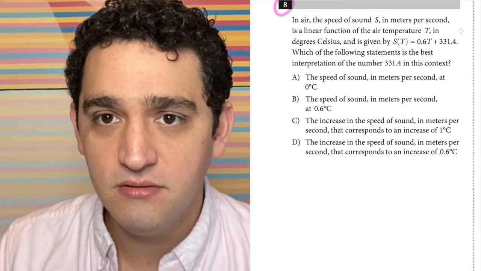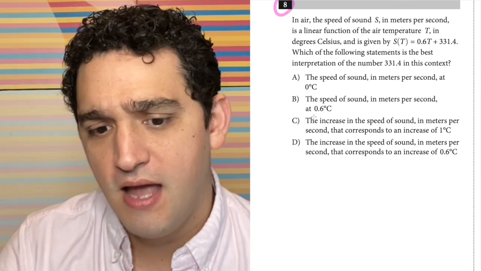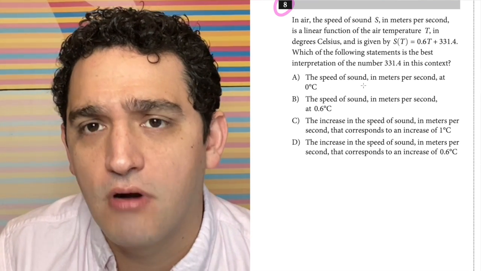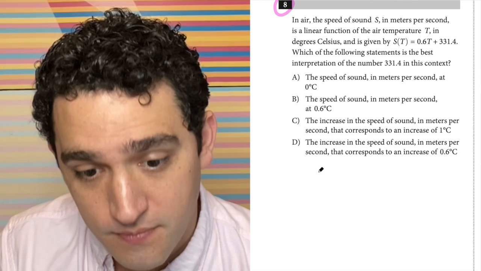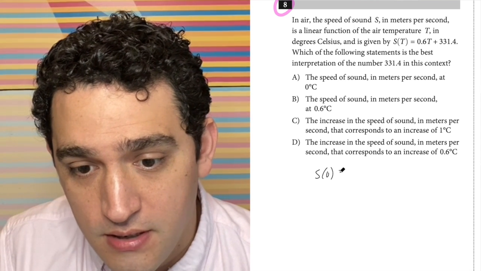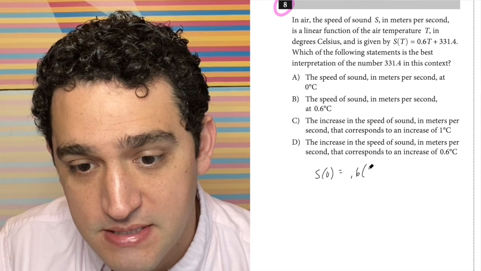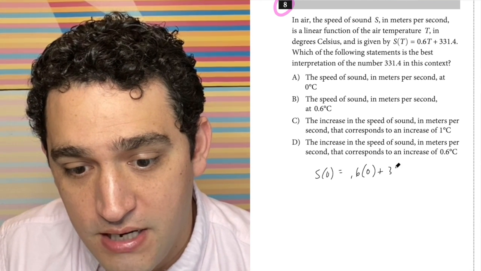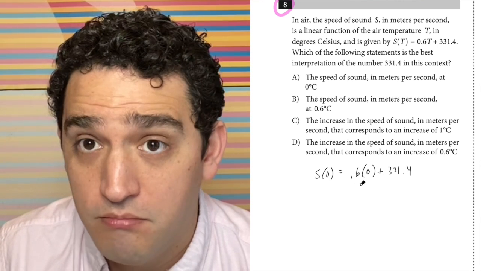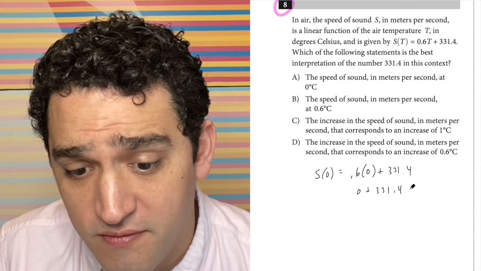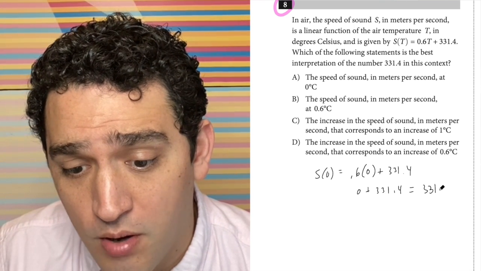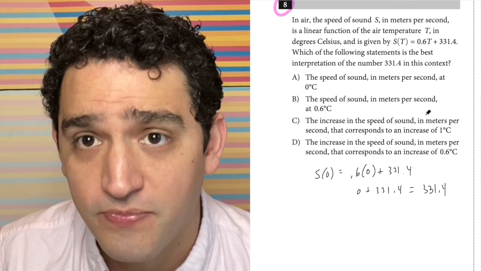Now for a question like this, which is complicated, there is a side door option, and it is considering every single option and figuring out what they mean. A says the speed of sound at 0. Well, let's plug in 0 for T and see if you get 331. S of 0 equals 0.6 times 0 plus 331.4. 0.6 times 0 is 0, and 0 plus 331.4 is 331.4. A is actually true.